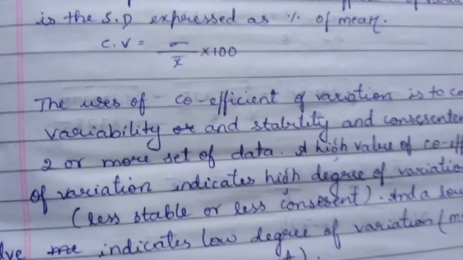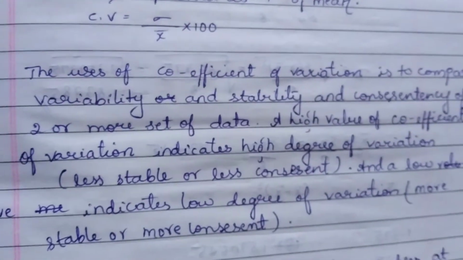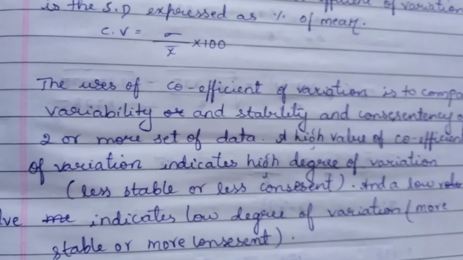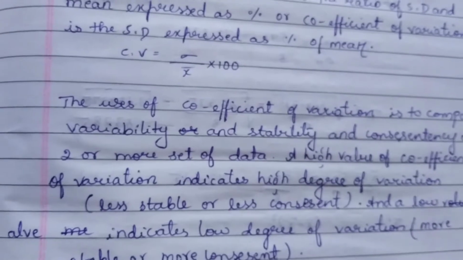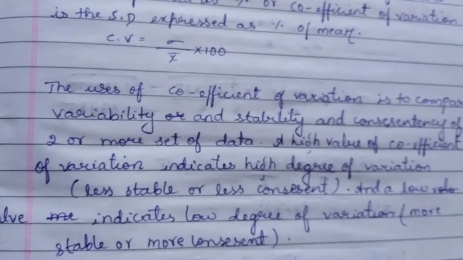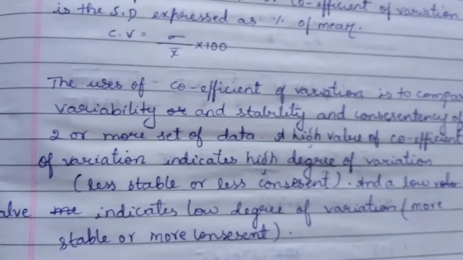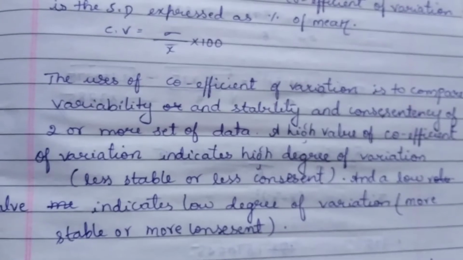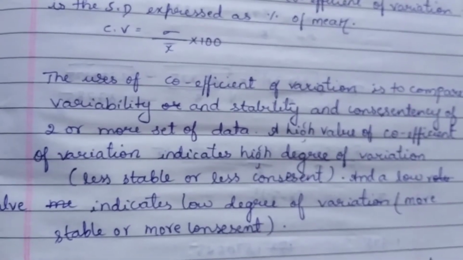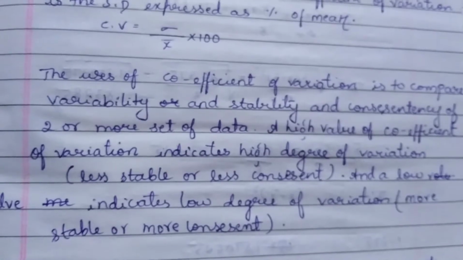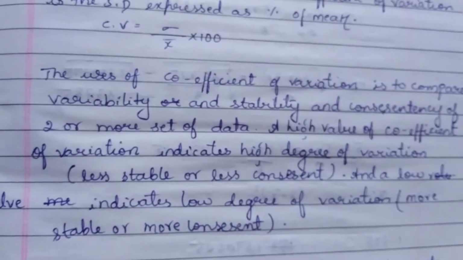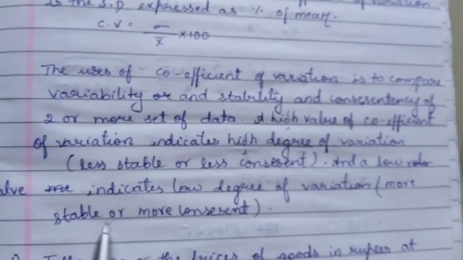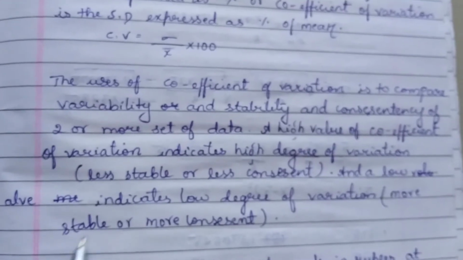Now, the use of the coefficient of variation is to compare two objects or two data sets. The variations of the two or more things will be taken into consideration. The higher the value, the more variation. A lesser number says there is less variation, meaning more consistency and more stability. A higher value means less consistency, less stability.